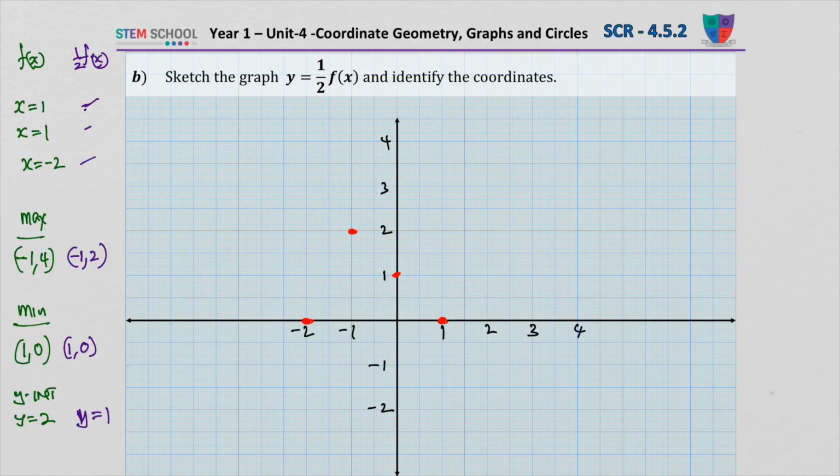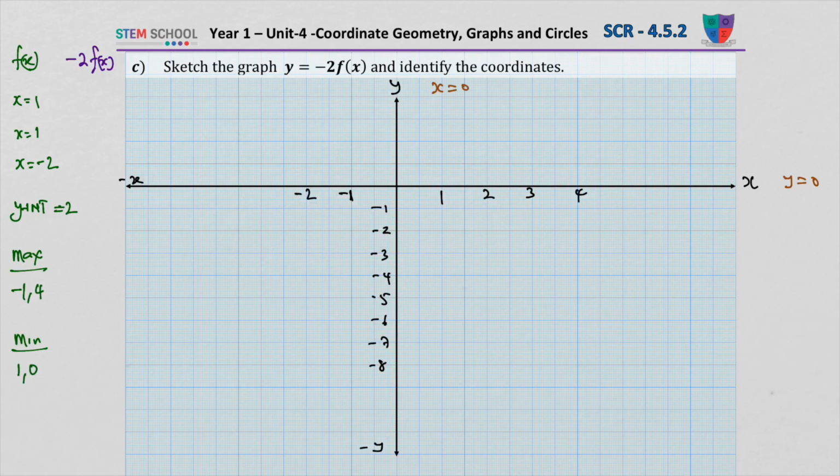So now to sketch the graph, that's the turning point. And that's going down there. And this is another turning point. So that it's going up there. And that is just going there. Don't forget that that's the y-axis and the x-axis. And the equation of the y-axis is x equals 0. And the equation of the x-axis is y equals 0.